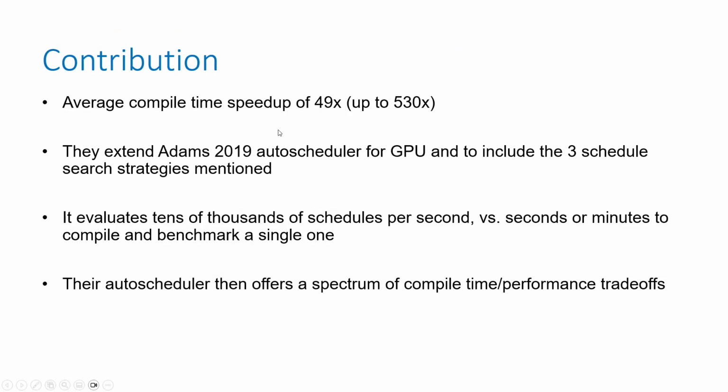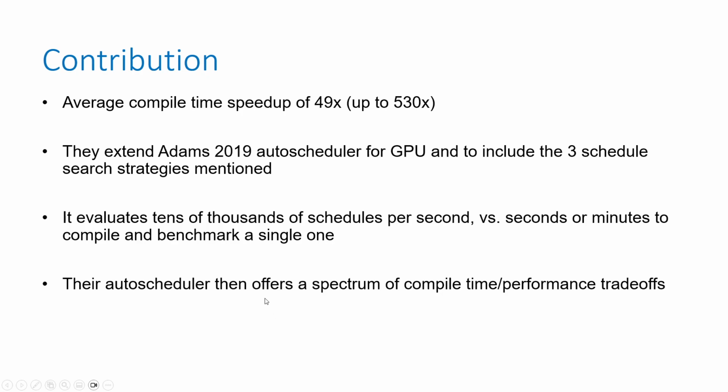So the average compile time, because of the pruning that I just mentioned, is a 49x speedup up to 530x. I mentioned already the three strategies to improve the searching, and it's able to evaluate thousands of schedules per second versus seconds to minutes. It is a significant speedup, as mentioned here, for the compile time.